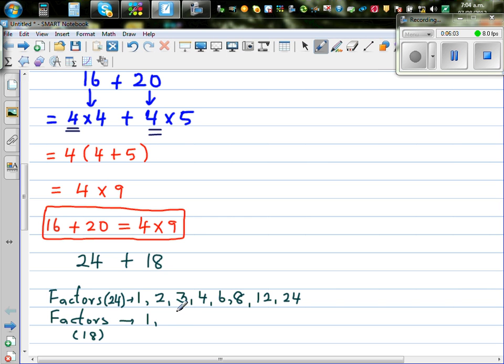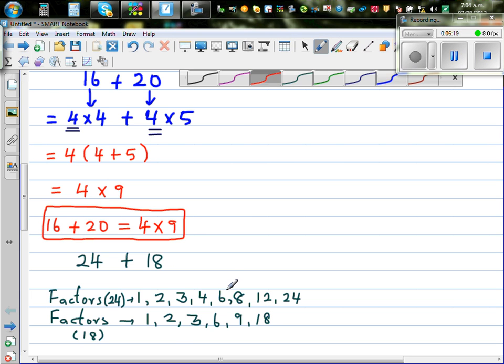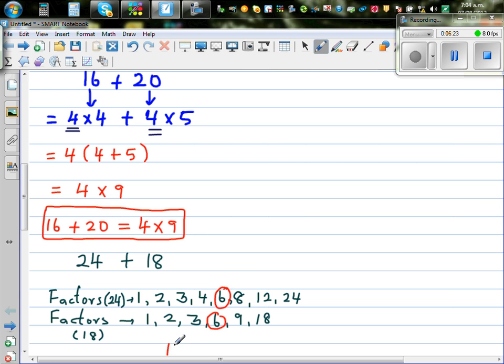The factors of 18 are 1, 2, 3. If 2 and 3 are factors, 6 would be a factor. Okay, 2, 3, 6. Then you've got 9 and 18. So the highest common factor, I wanted to write in the highest common factor, that is 6. This is also called HCF.